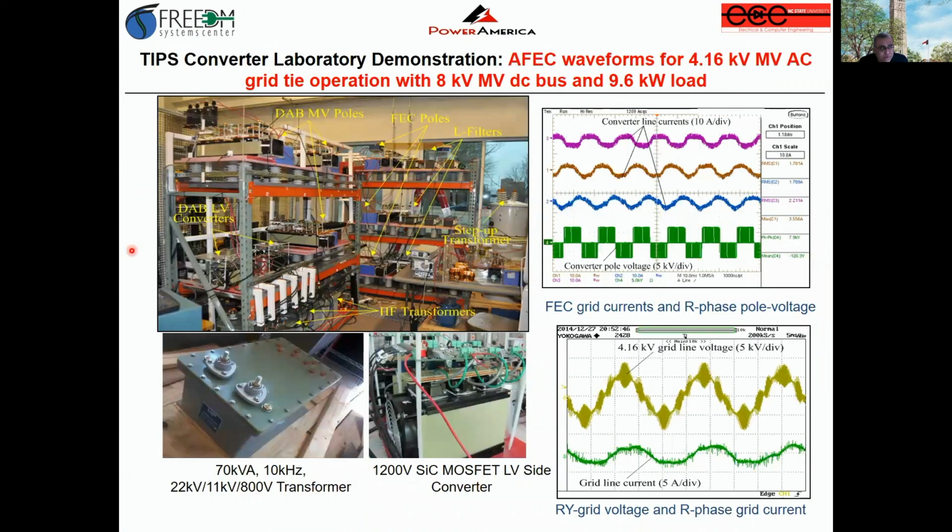So this entire system was built and grid interfaced at 4160 in the lab and with 8 kV DC bus. And now you can see the AFEC with the grid currents and the converter pole voltages on the grid side switching at 5 kilohertz at 8 kV DC bus. This is again the grid side voltage, the grid side current. This is the high frequency transformer. This is a 70 kVA transformer at 10 kilohertz, and the rating of the transformer is 22 kV to 800 volts. And this is the low voltage side converter.